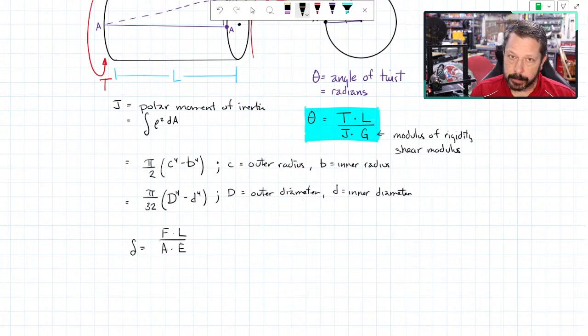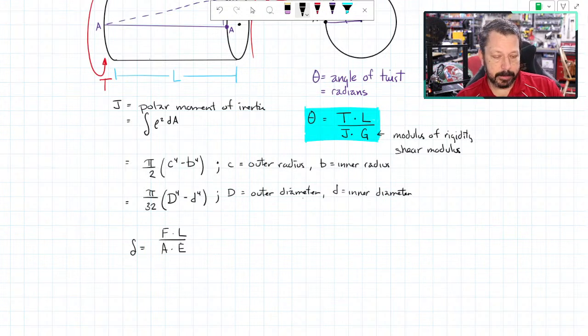Then it's got something to do with the cross-section. In delta, it is the cross-sectional area. In theta, it is the polar moment of inertia for the cross-section. And then it's got a material property. So they're very similar types of equations, and you use them in similar ways.